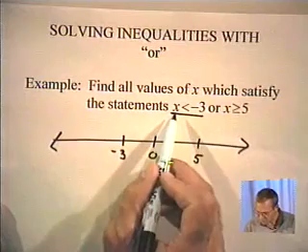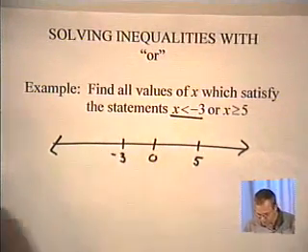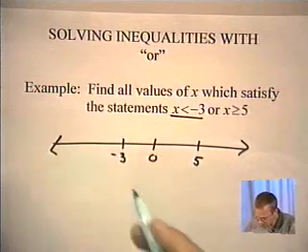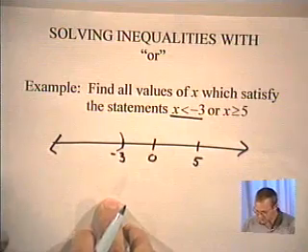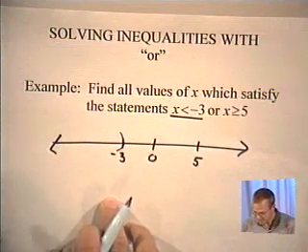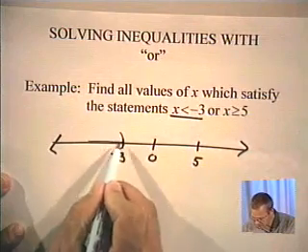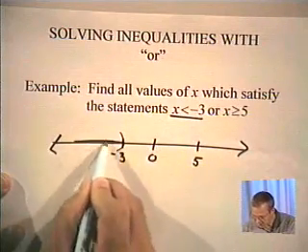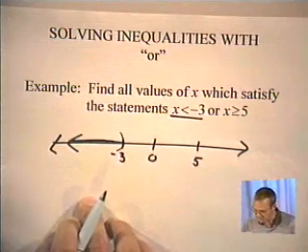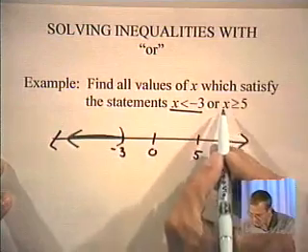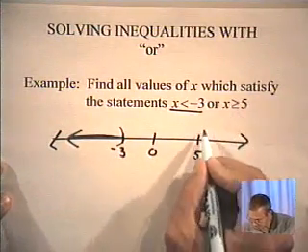It says we want the values of x that are strictly less than negative 3. And if we remember, we need an open parenthesis on the negative 3 to represent that x cannot equal negative 3. And we want the x's less than negative 3, so we would draw a line to the left with an arrow.